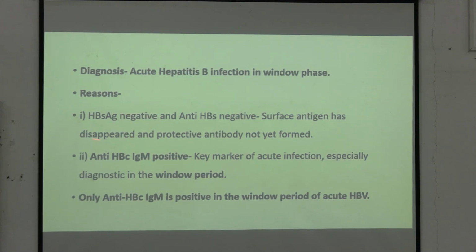Anti-HBc IgM positive, key marker of acute infection, especially diagnostic in the window period. In the window period, we will find only anti-HBc IgM. Only anti-HBc IgM positive in the window period of acute HBV.